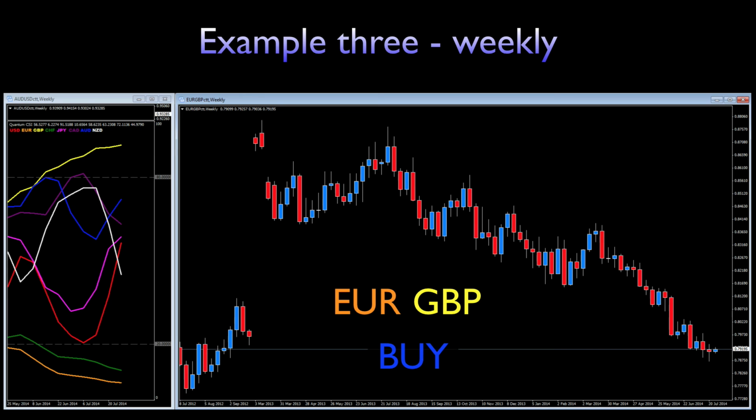So that's it in terms of how to use the currency strength indicator in this very simple way, using a single time frame and a single chart. It doesn't matter whether you're a scalping trader, whether you're a trend trader, or whether you're a swing trader. The approach is identical.